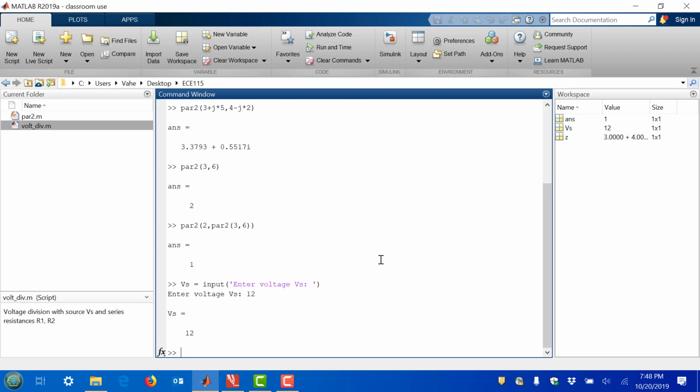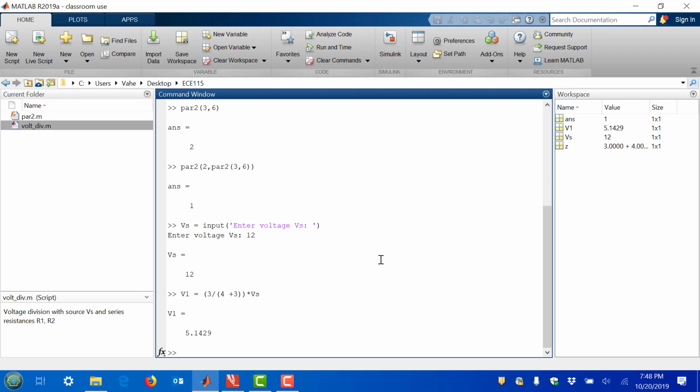Let's say we calculated V1, right? Let's say V1 was equal to, who knows, maybe 3 divided by 4 plus 3 times Vs, some kind of voltage division expression like this. You press enter, and that's the value for V1. But let's say we don't want to report the output like that. We want to say something like, the voltage across R1 is V1, or the voltage V1 is equal to the numerical value of V1 volts.